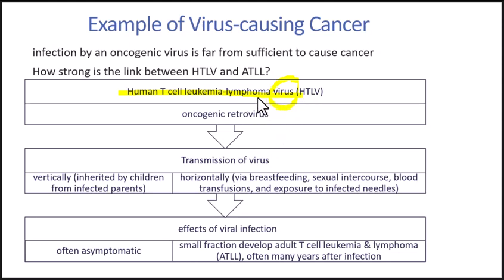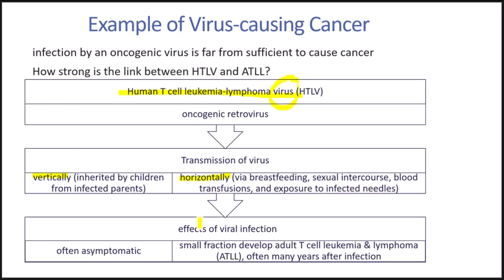So HTLV is a retrovirus. A retrovirus will actually insert itself into the human DNA, similar to what we described when we spoke about HIV. Transmission of the virus can occur either vertically or horizontally. Vertically would refer to it being passed on to an offspring, whereas horizontally means mechanisms such as breastfeeding, sexual intercourse, blood transfusion, exposure to infected needles, among other things.